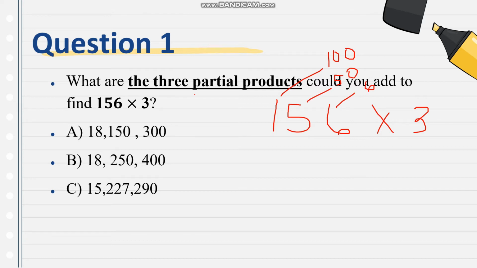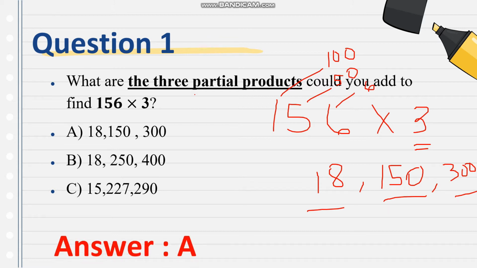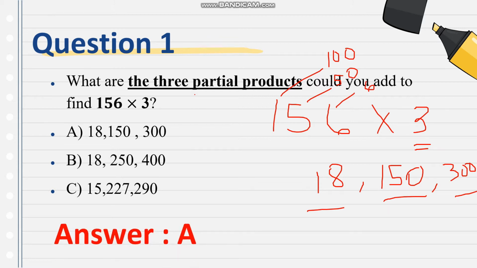Then multiply by 3. 3 multiplied by 6 is 18. Then 3 multiplied by 50, that is 150. Then the other one is 3 multiplied by 100 is 300. So the three partial products are 18, 150, and 300. So the answer is letter A.